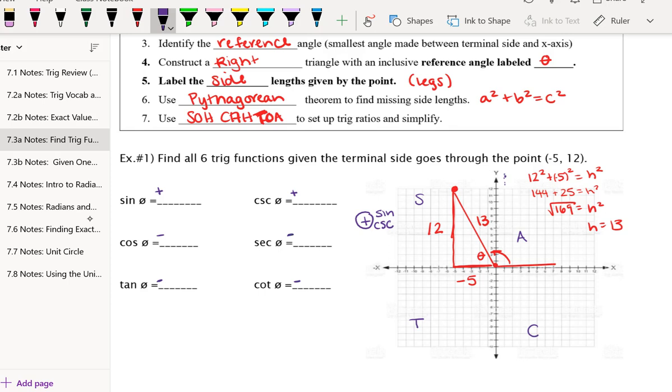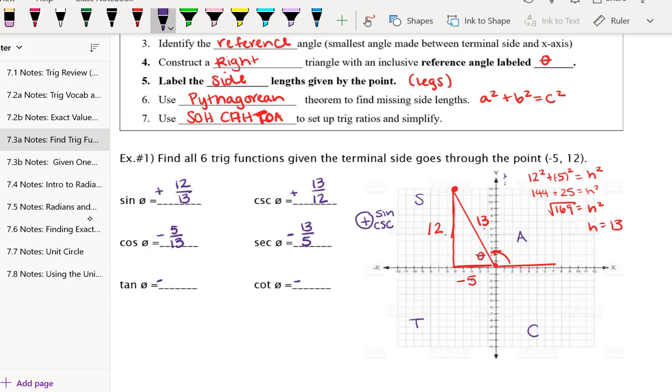Okay? So the sine of the angle, sine is opposite over hypotenuse. So here's my angle, opposite is across, that's 12, over hypotenuse, which was 13. Cosecant is the reverse of that, so flip it. Cosine is adjacent over hypotenuse. So next to it is -5 and across from it, or hypotenuse, is 13. So there's my negative. It's -5 over 13. When I flip it, I get 13 over -5, or the whole thing is negative.